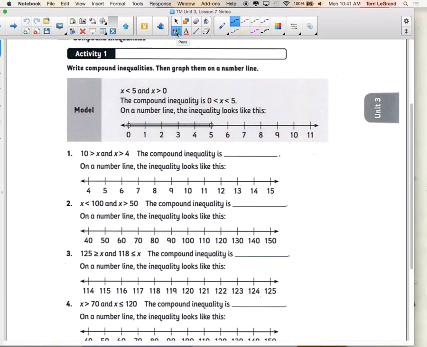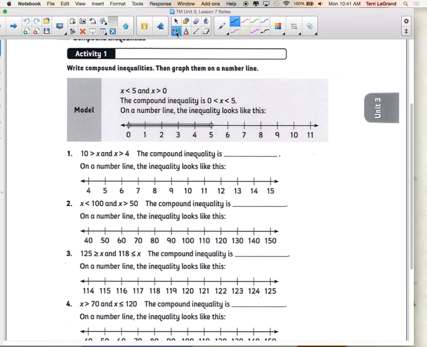Okay, so today we're working with something called compound inequalities. The inequalities we've worked with so far are considered simple inequalities. When there's one variable involved and one endpoint involved, we call it a simple inequality. It becomes a compound inequality when there's more than one simple inequality involved in it.